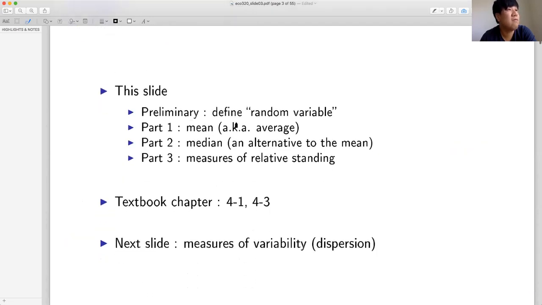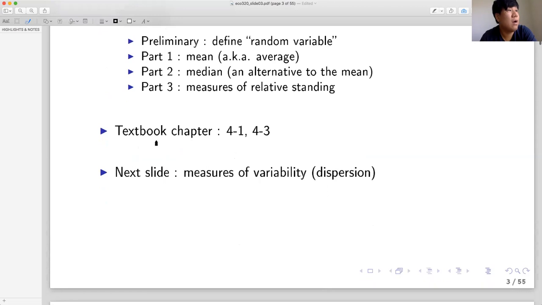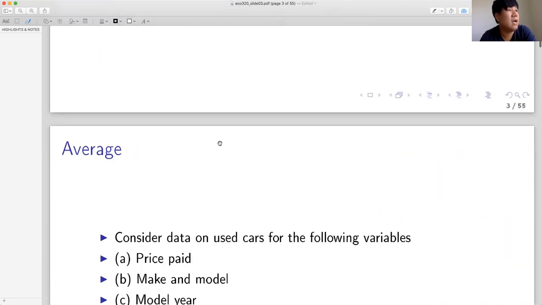In this slide, we're gonna first define what random variables are. Then in part one, we're gonna learn the mean. Mean is basically the average, it's the same. And in part two, we're gonna talk about the median, which is an alternative to the mean. The median has some advantages over the mean. It overcomes some outliers, which I'm gonna cover later, and it measures relative standing. Okay, the respective textbook chapters are 4.1 and 4.3. Yeah, this is our next slide.